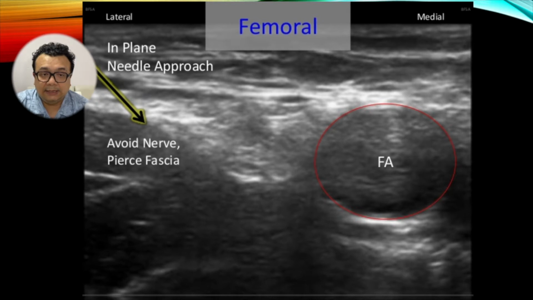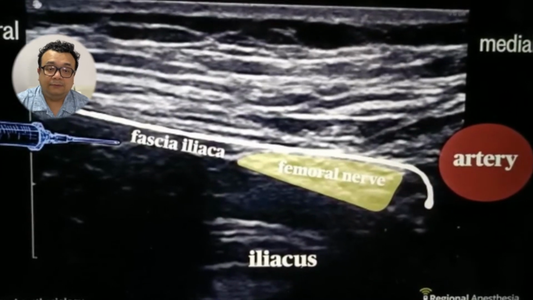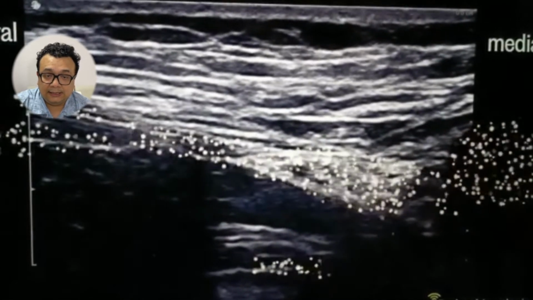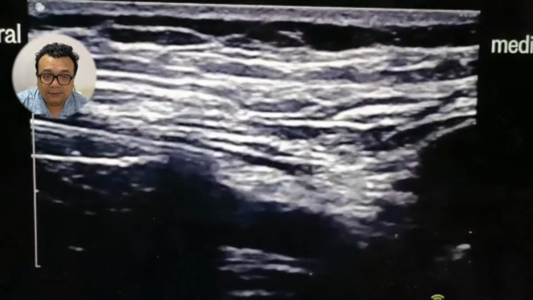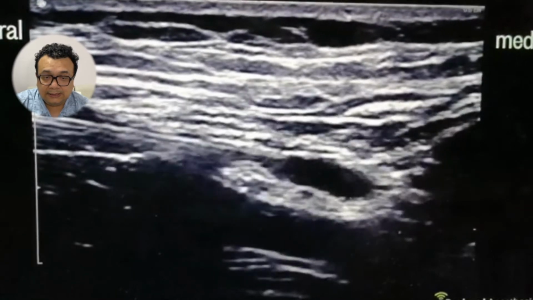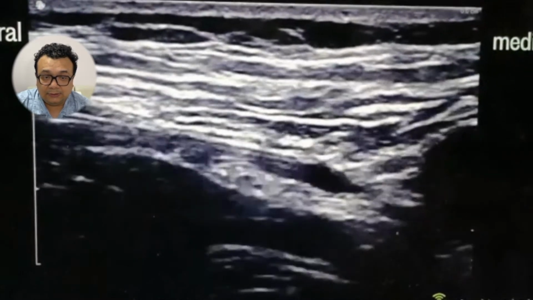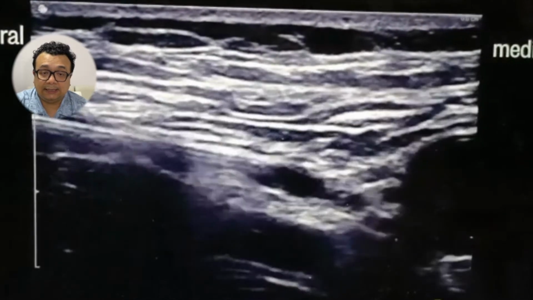Your aim is to bring your needle into here and then deploy your local anesthetic at the lower end and also the upper part. You can see from this video, this is the fascia iliaca and this is the femoral nerve. The needle came from the lateral side, squeezed around the fascia iliaca and deployed the local anesthetic. Now the femoral nerve has been pushed downward. So you can give about 15 to 20 mL of local anesthetic here.